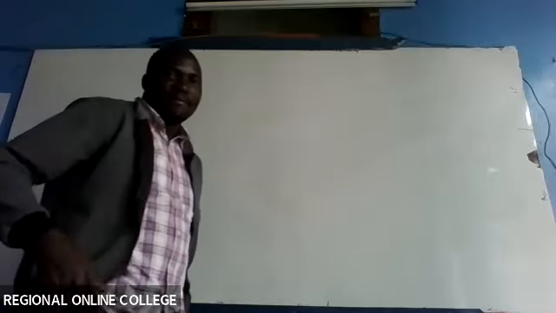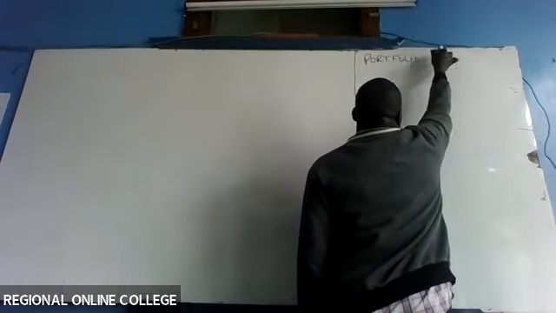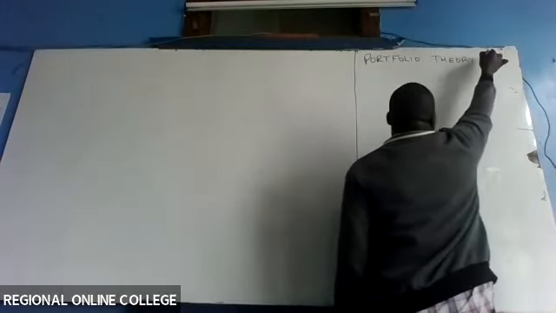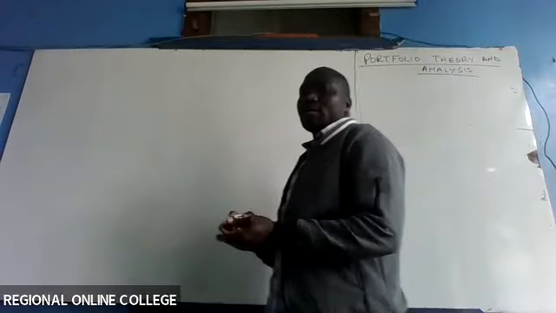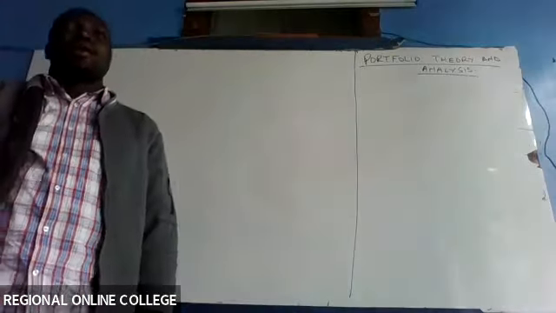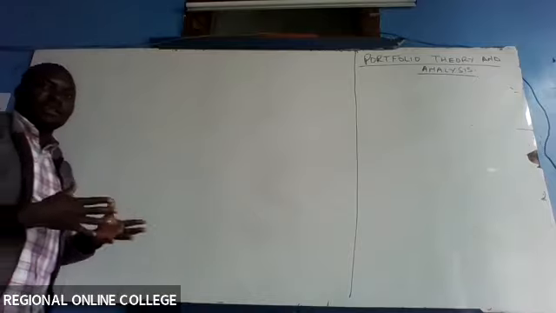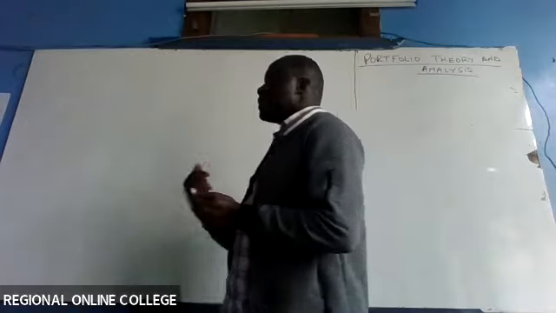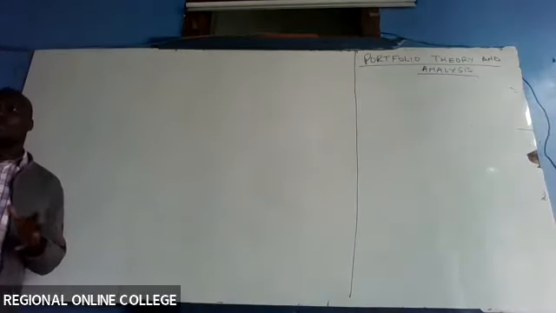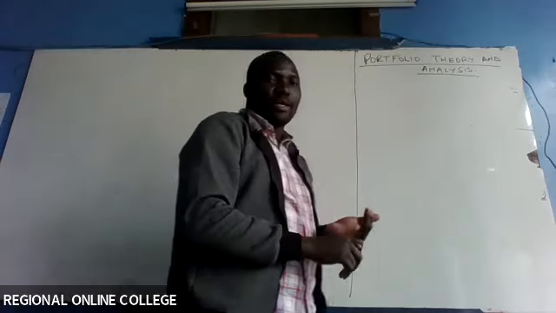Go to a new page and talk about portfolio theory and analysis. Portfolio theory and analysis. Now, the big topic about the portfolio is that it just tries to explain the benefits of not investing in one company alone, the benefit of diversification, the benefit of spreading the risk. This is a topic that says don't carry all your eggs in one basket, diversify. And the objective of diversification, or the objective of forming a portfolio, is basically to maximize your returns and to minimize your risk.